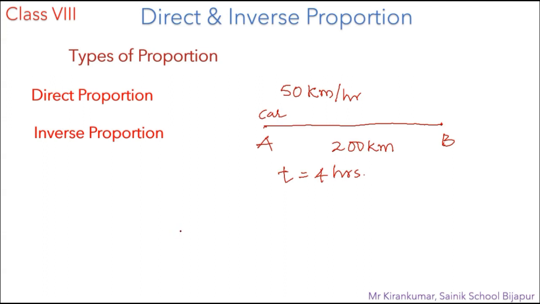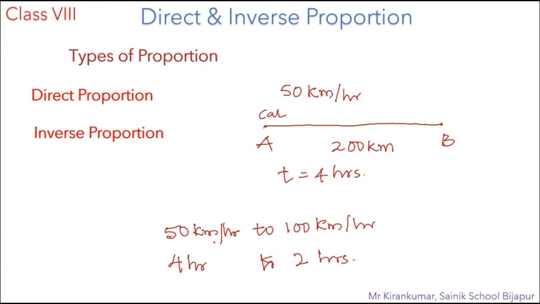If the car speed is increased from 50 kilometers per hour to 100 kilometers per hour, to cover the same distance, the time will now change. It will become exactly half. So the change in one particular quantity will bring a change in another quantity. This is called as a variation. In this case, the increase in one quantity is bringing a decrease in the other quantity. This variation is an inverse variation. This one is inverse variation. This is one example.